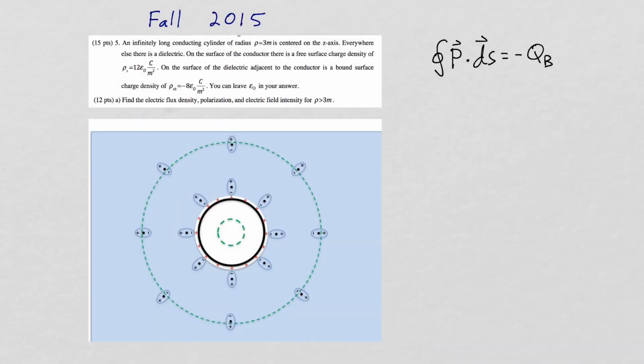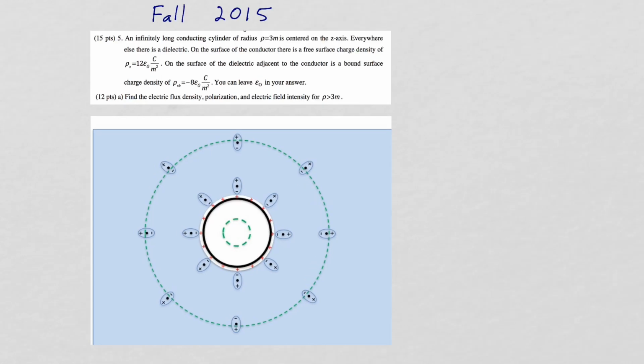I want to look at the polarization and bound charge in problem number 5 from the second exam from the fall 2015 semester. The z-axis is out of the page. Here is our conducting cylinder, and here is the free charge on that conducting cylinder.